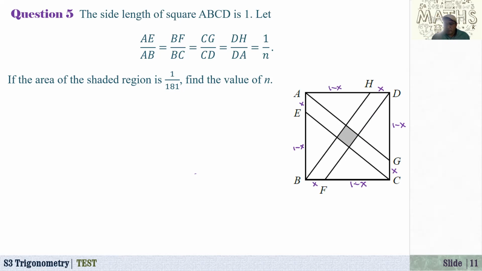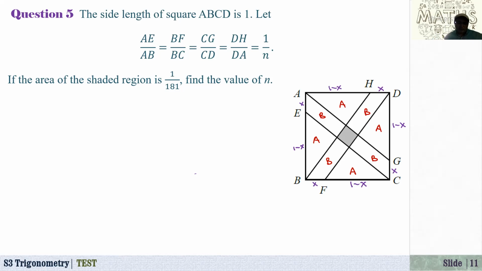So the area of the shaded region is equal to 1 over 181. Also let me label these areas by some letters. Let's say this area is A, so also this should be equal to A, and this should be equal to A, and this should be equal to A. And these parts, let me label them by B. So this one is B, and this one is B, and this one is B, and also this one is B.